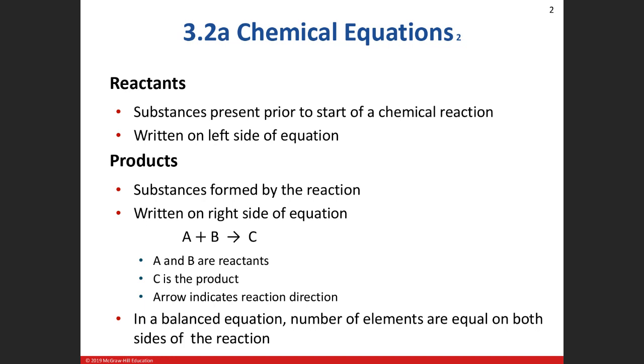Reactants are what's present prior to the start of our chemical reaction, and when we're doing our chemical equation, we'll see them on the left side of the equation. The products are what we're going to wind up with. They're what's formed because of this reaction, whatever type of reaction we're going to discuss, and we'll see those on the right side of the equation. So the example here, A plus B gives us C. A and B are the reactants. Those two items are going to interact with one another, and then C is going to be the product here.